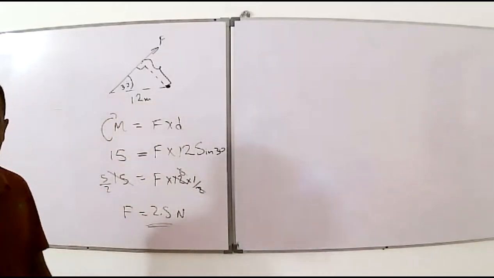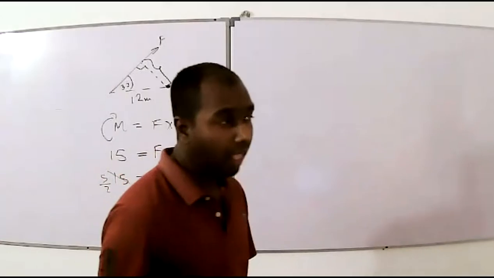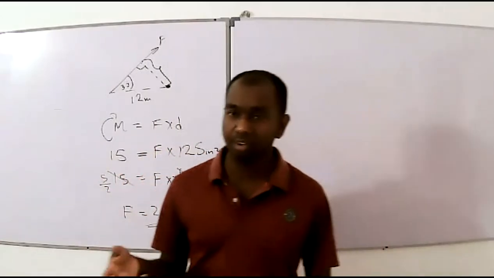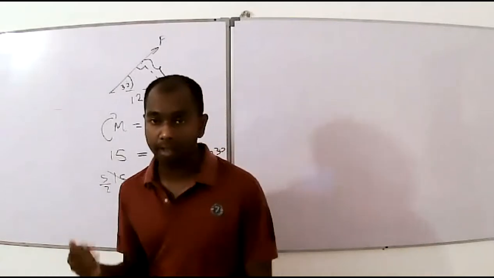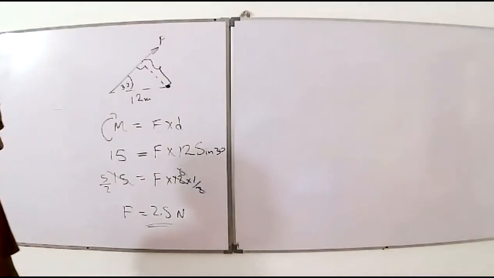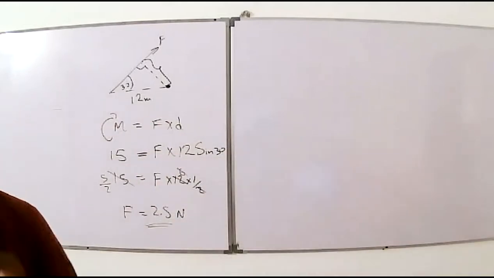So remember the data given. When you first read it, they say F produces a moment of 15 Newton meters. If you read it with little less consciousness, what do you feel? This force is 15 Newtons. That's how you are going to feel. But it is not the case. Force is not given. The given data point is the moment.